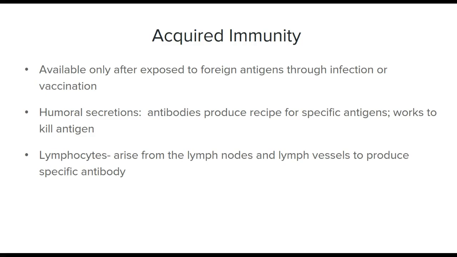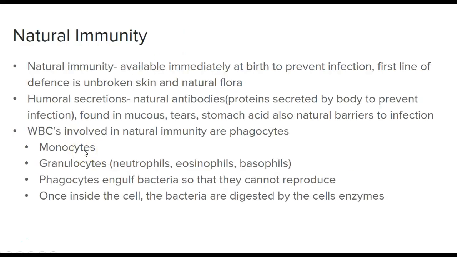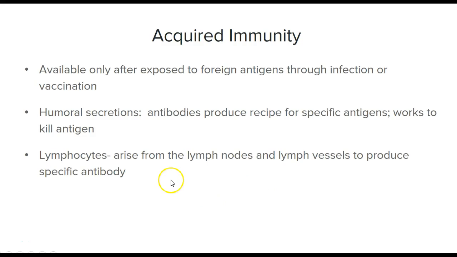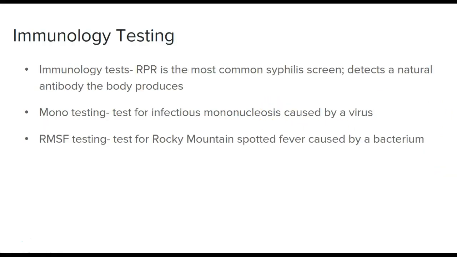Okay, the cells that are involved in acquired immunity are the lymphocytes. So you need to make sure that you know the difference in the cells. Acquired has the lymphocytes, and natural has the monocytes and the granulocytes, which includes these three things. Lymphocytes arise from the lymph nodes and lymph vessels, and the lymphs are the ones that produce the antibodies. And again, they make a specific recipe for each antigen that we're exposed to.